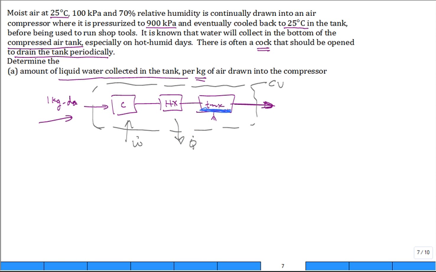But what comes in is our 25 degrees C and 70% relative humidity air. And what goes out is 25 degrees C air at this pressure, which is critical. Sorry about that, that's 100 kPa. This pressure is critical, 900 kPa. And the condition of this is it's saturated air.